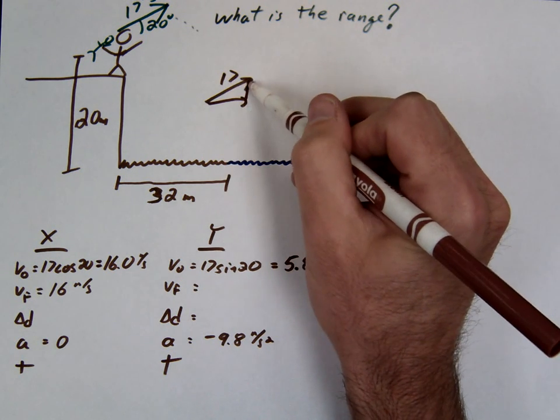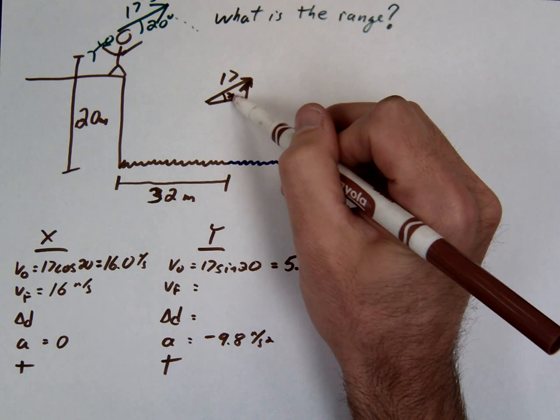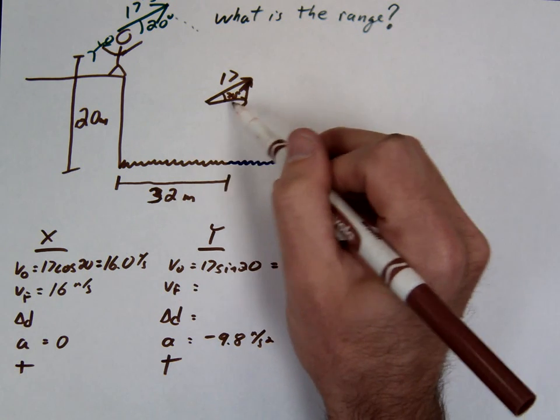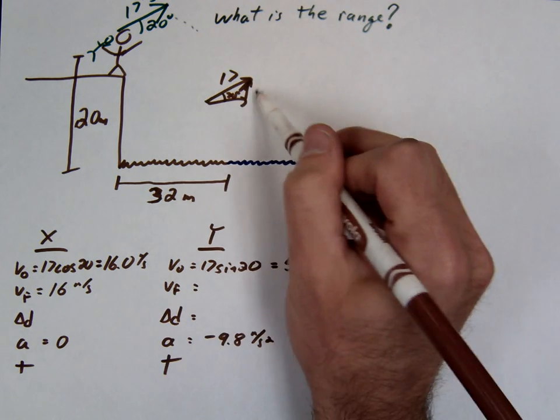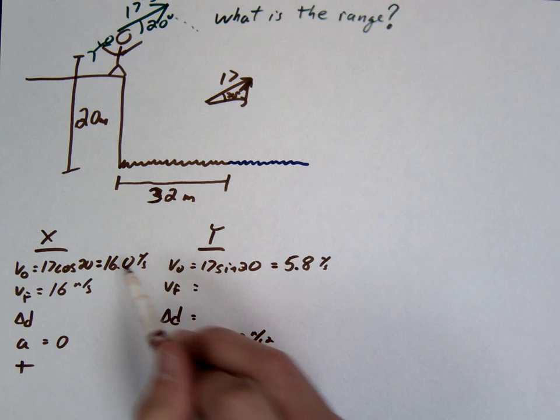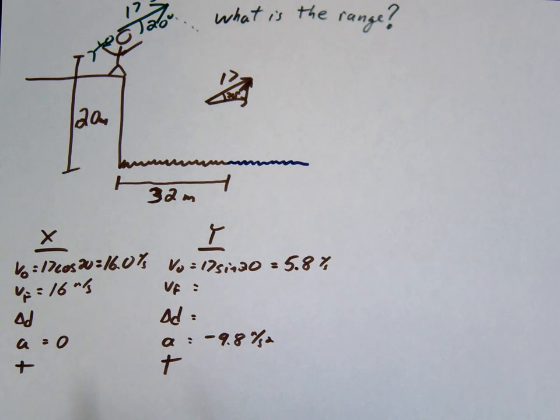17, 20. So this would be 17 cosine 20. This would be 17 sine 20. 16, 5.8. Okay? VFx is also 16. Ax is 0. Ay is negative 9.8.